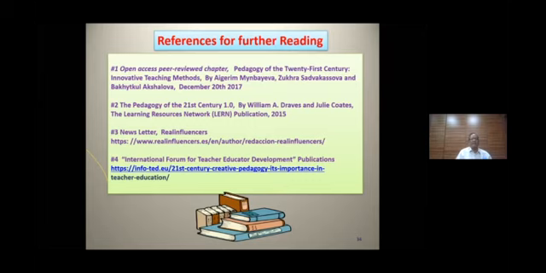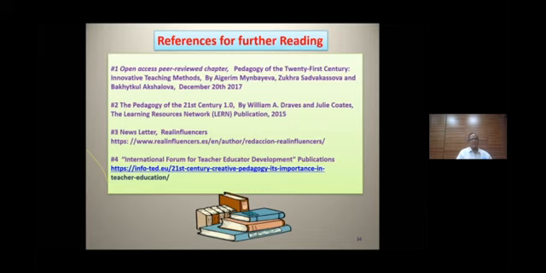Then the third reference, the newsletter Real Influencers, has given a set of articles related to different methods of teaching, different methods that are to be adopted. That also gives a clear picture about what is required for us in the future. Therefore, these things will help us to get a clear picture about the future requirements.